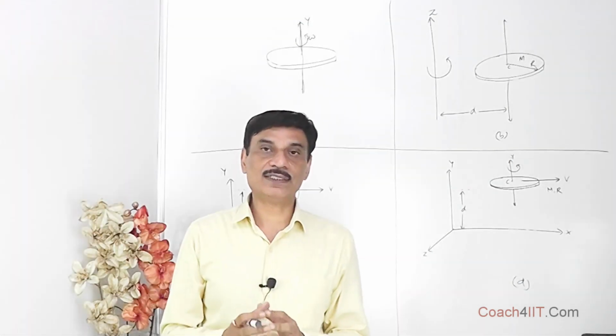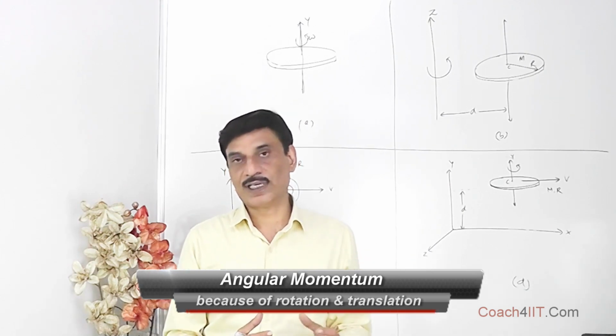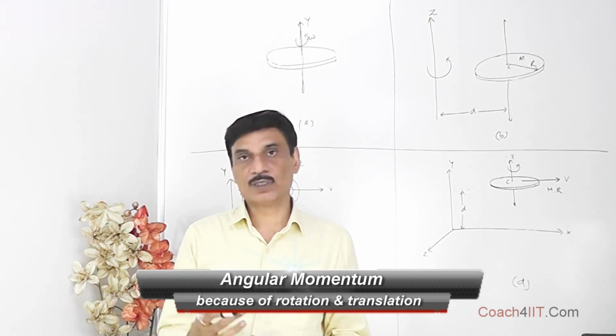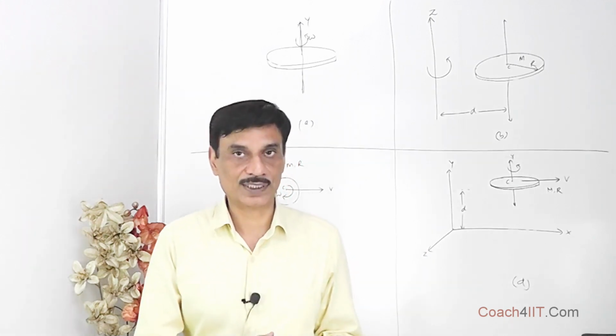That is, how do you find the angular momentum of a body which is in translatory motion as well as rotatory motion about some axis or about some point? Let's understand this through a few cases.